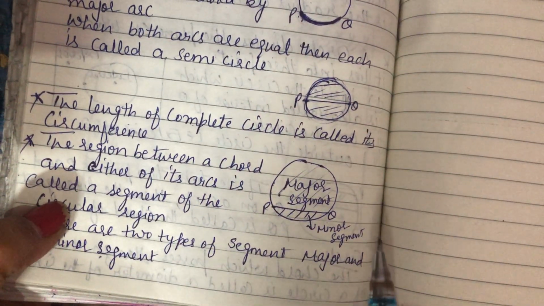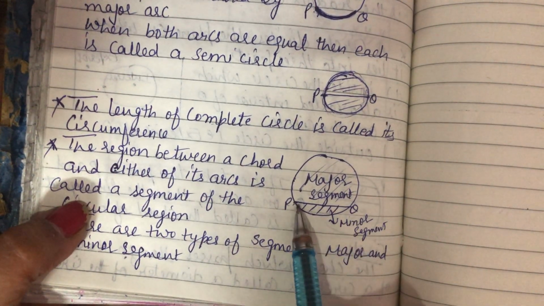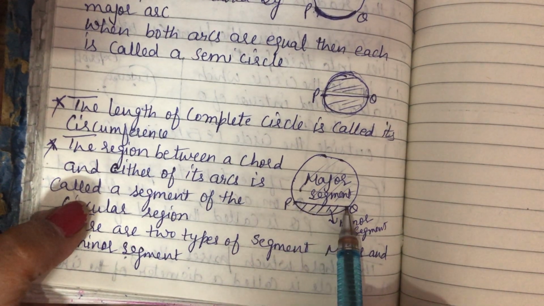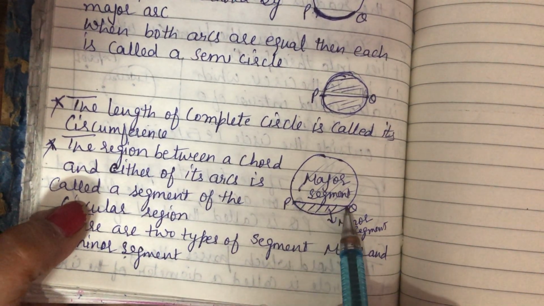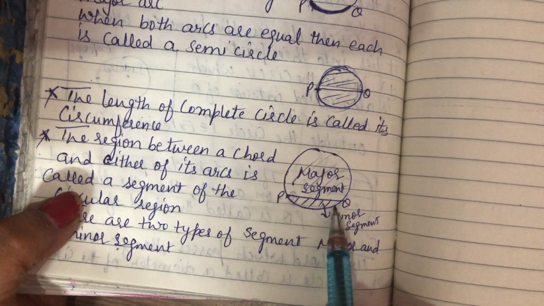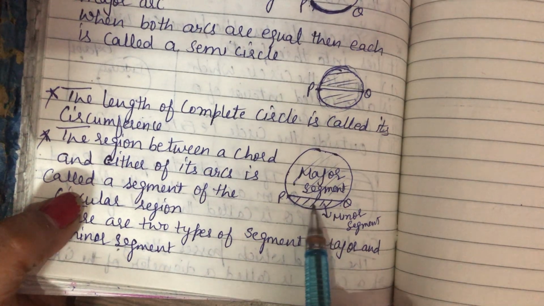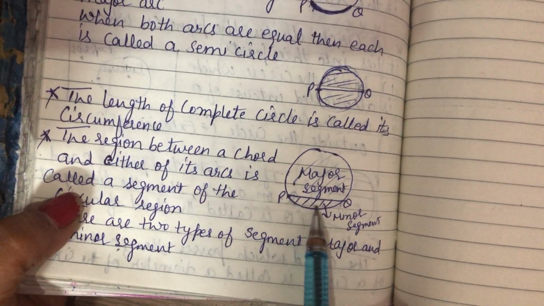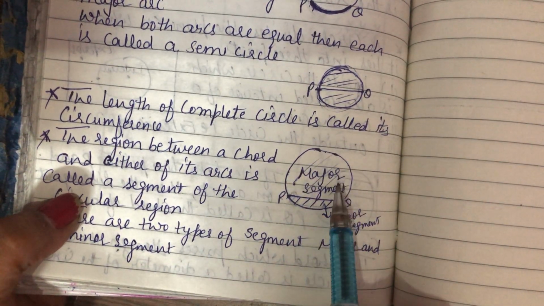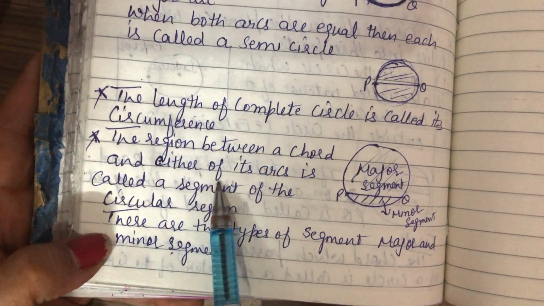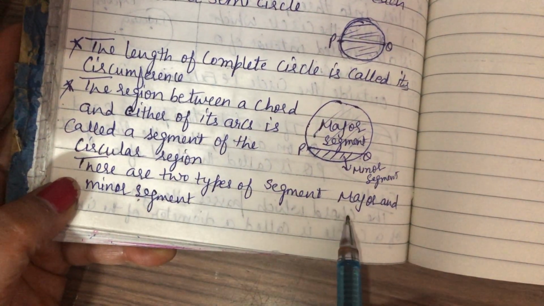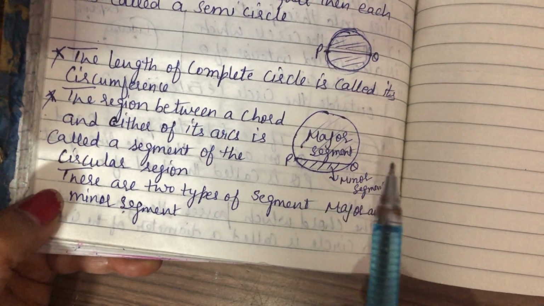Now comes the major and minor segment. If we take 2 points P and Q and join them, we get a chord, and the region between this chord and this arc, PQ being the arc here and this being the chord, is called the segment. This smaller portion is called the minor segment, and this portion is called the major segment. So the region between a chord and either of its arcs is called a segment of the circular region. So there are two types of segment, major and minor segment.